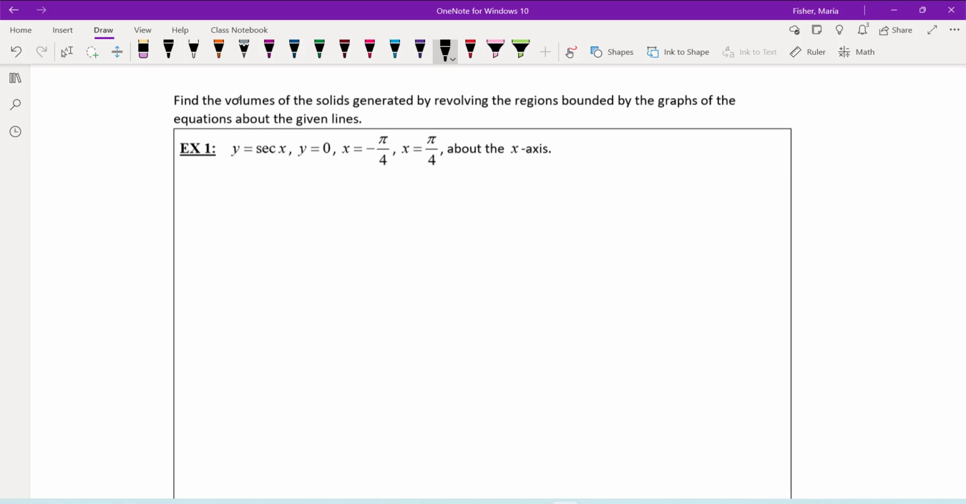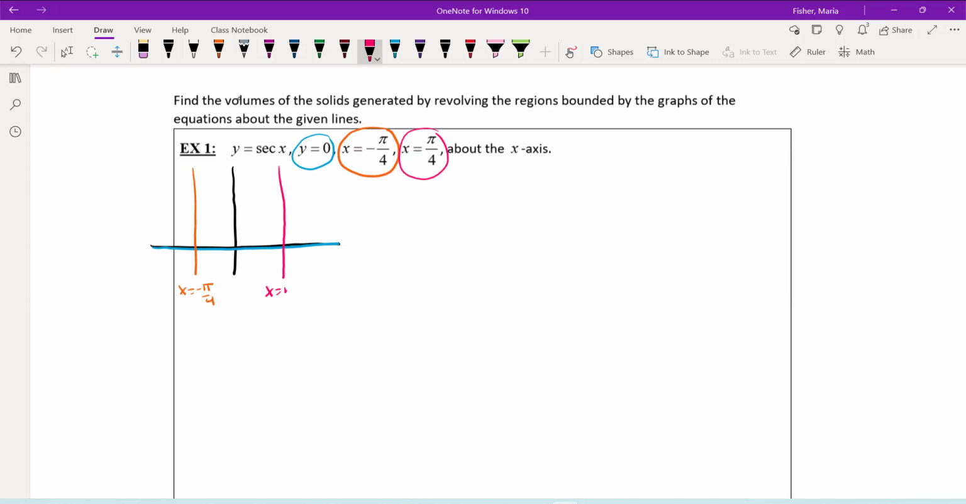If we were to draw this, we know what y equals 0 looks like. That's just the x-axis, so here's y equals 0. We know what x equals negative pi over 4 is. That's just a vertical line, so here's x equals negative pi over 4. And we know what x equals positive pi over 4 is. Again, just a vertical line. Here's x equals positive pi over 4.